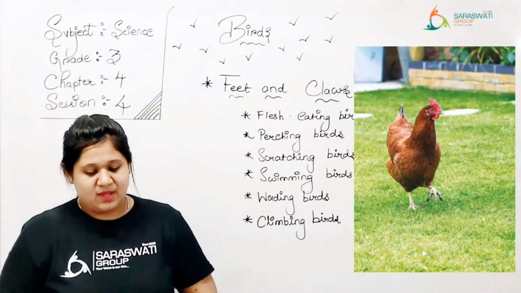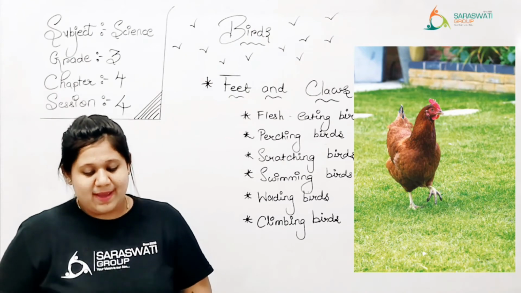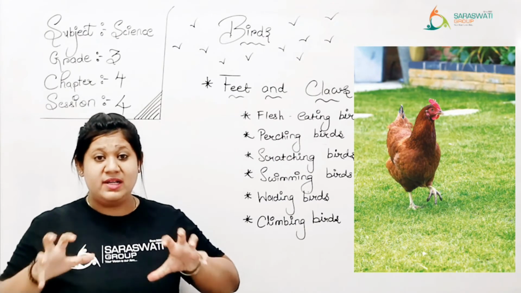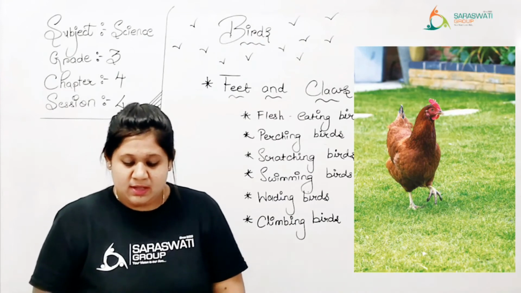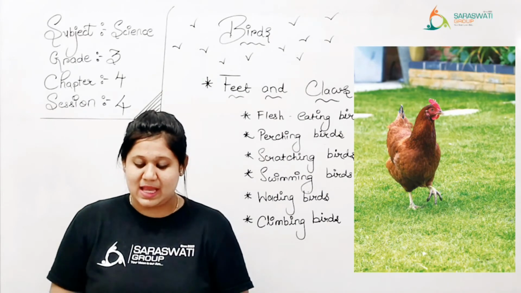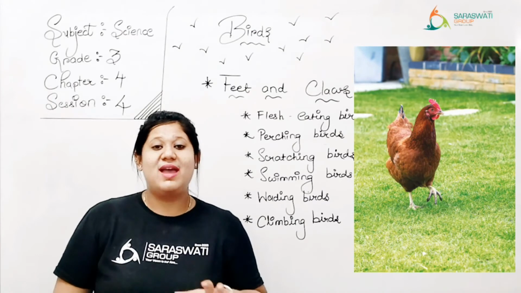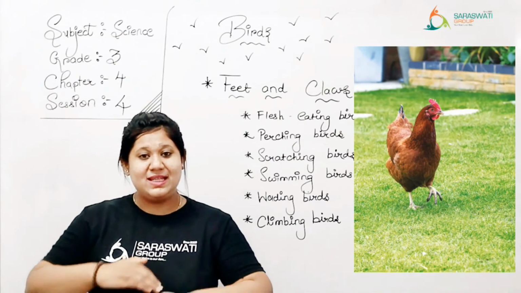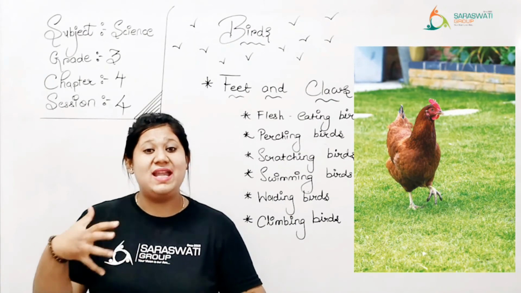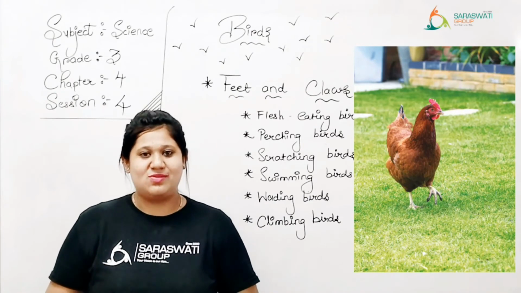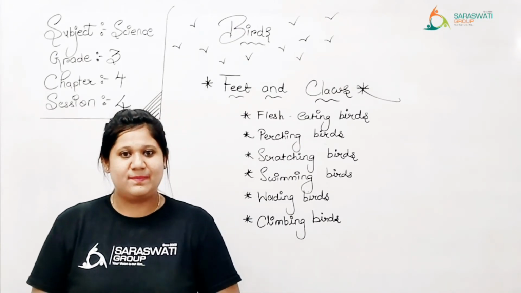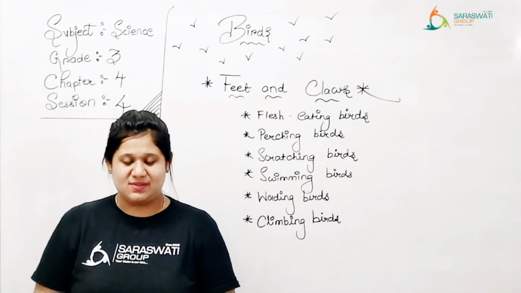Scratching birds. Hen, rooster, and peacock have hard and sharp claws. Their hard claws help them to scratch and dig the ground and pull out insects and worms. Kids, they have strong and hard claws, so they can easily dig any soil, and from that soil they can easily take out insects and worms with their claws. So that's why they have strong and hard claws. Clear, kids?